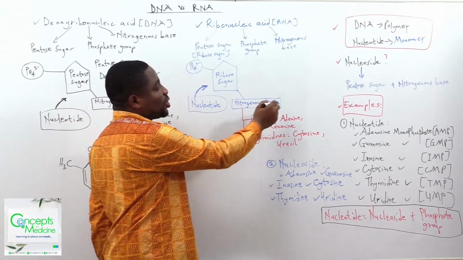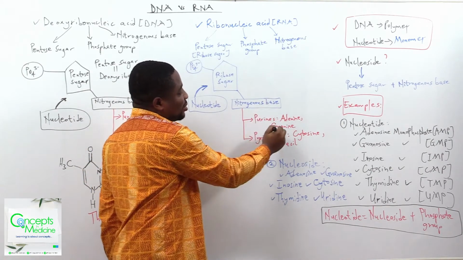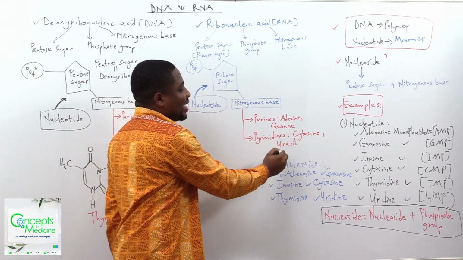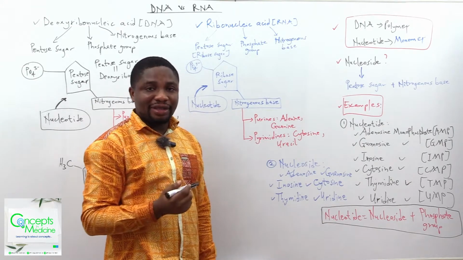And for the nitrogenous base, the purines are going to be the same. That is adenine and guanine. But for the pyrimidines, we will have cytosine and uracil, telling you that RNA does not have thymine.